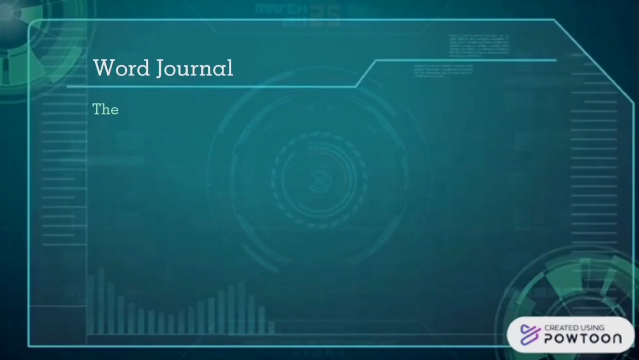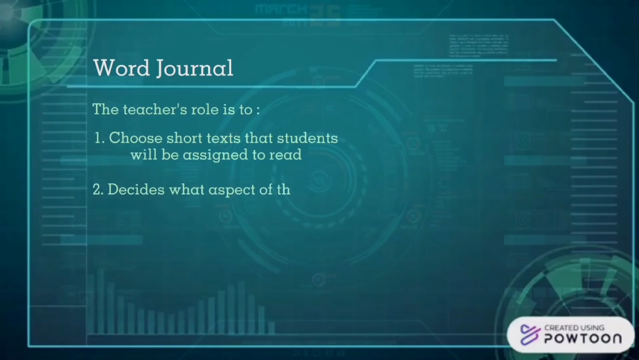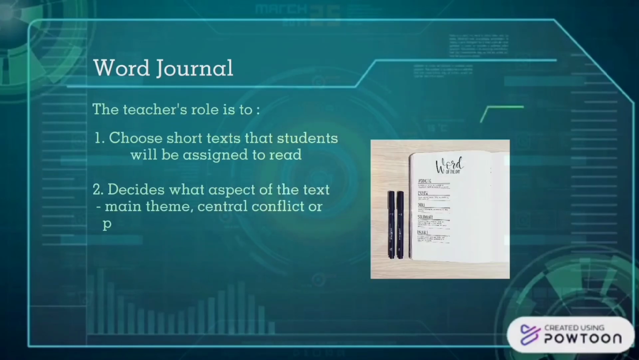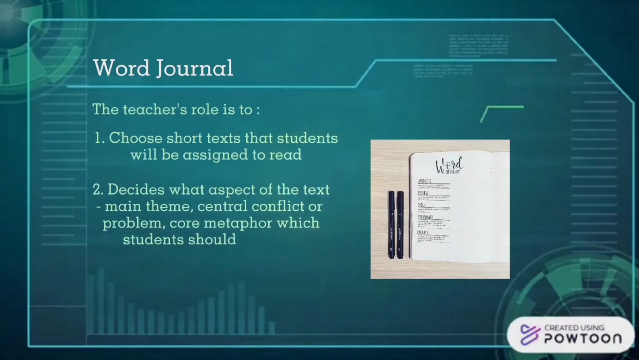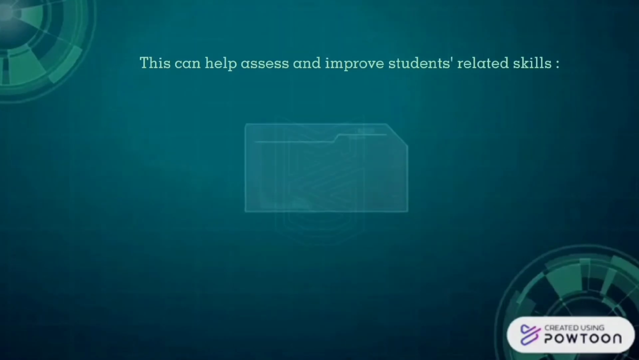Word journal. The teacher's role is to first choose a short text that students will be assigned to read. Second, decide what aspects of the text, which is the main theme, central conflict or problem, core metaphor, which students should focus on. This can help assess and improve students' related skills.